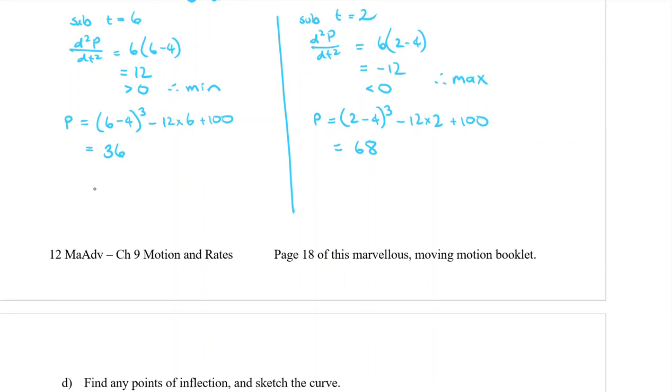The first turning point is a minimum. So there's a minimum price at the point (6, 36), and then the other one is a local maximum. These are both local maximums or minimums. They may not be the maximum or minimum of the entire graph, however. But turning points. This maximum is at (2, 68).